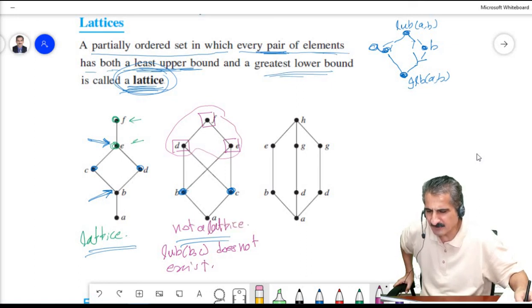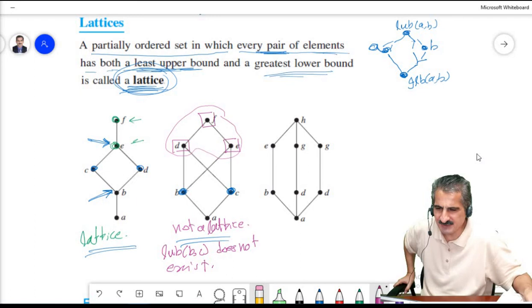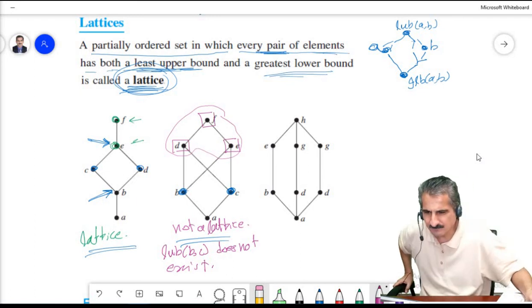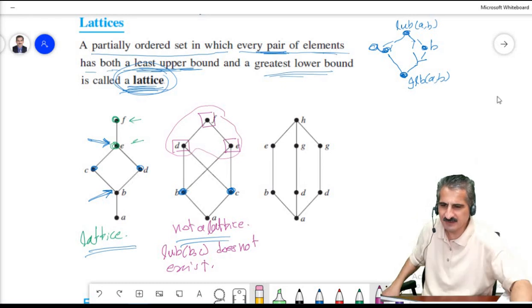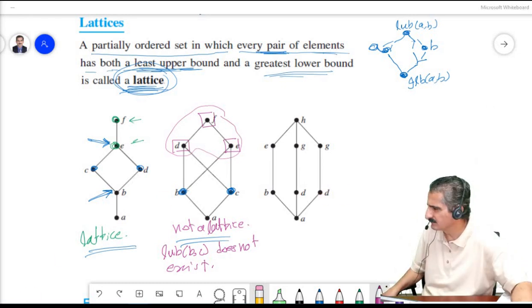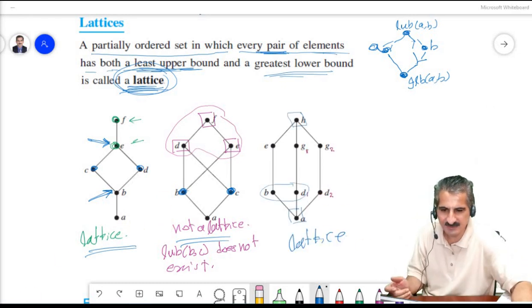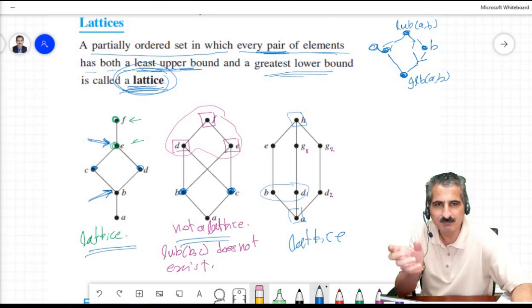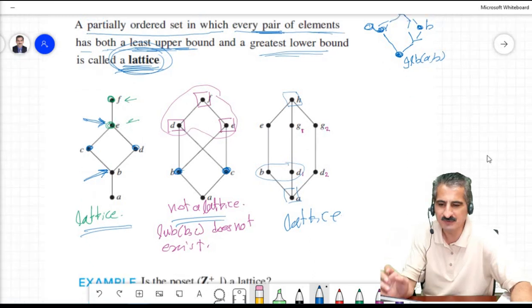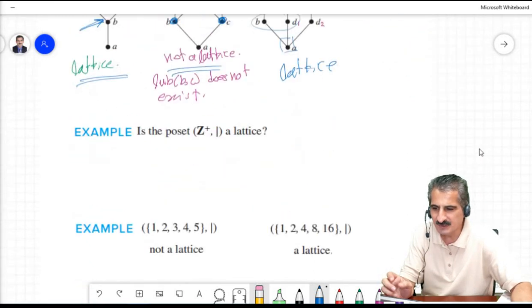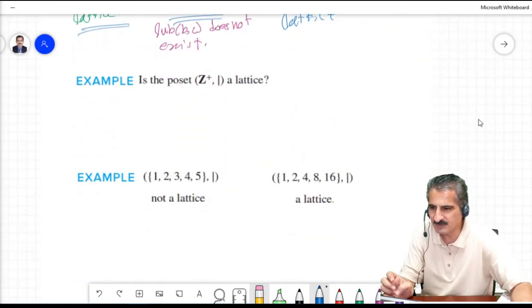Okay, good. What about the third diagram? Is it a lattice or not? The third diagram. I think this is a lattice. Keep checking, take pairs of elements, and you will always find a least upper bound or greatest lower bound for it. Now, last two examples.